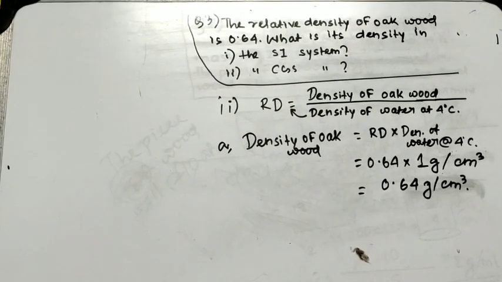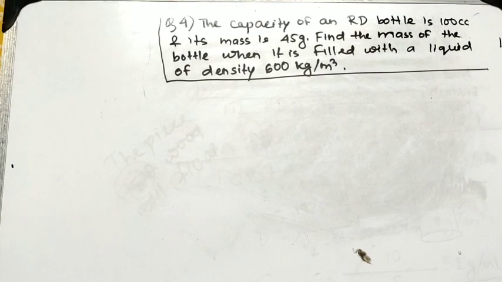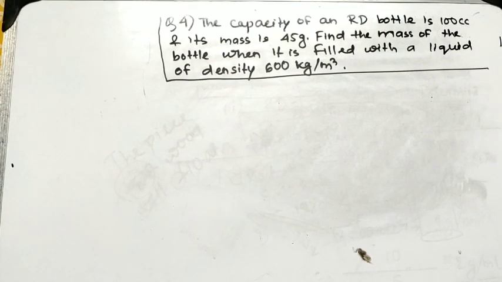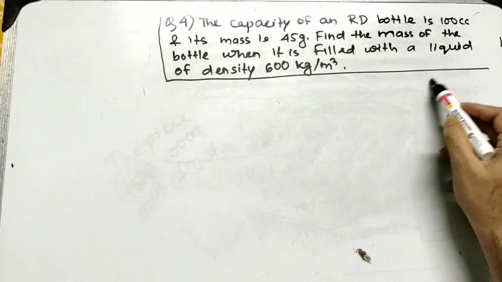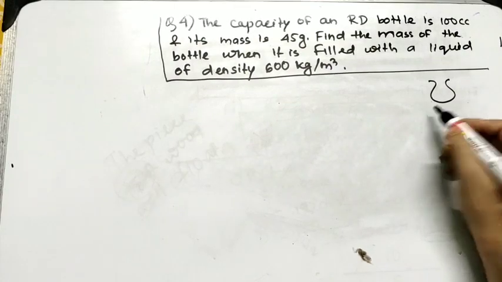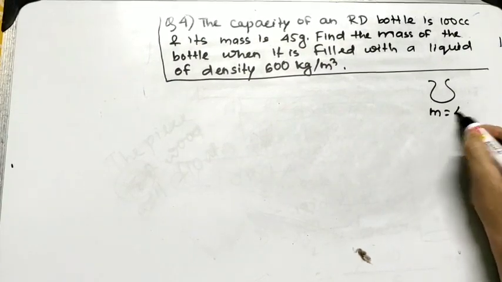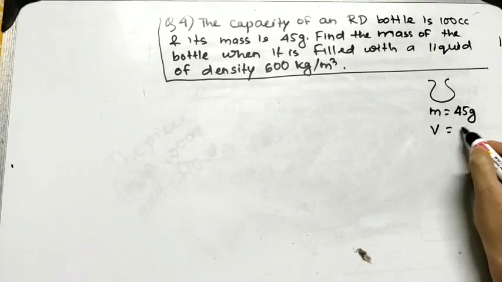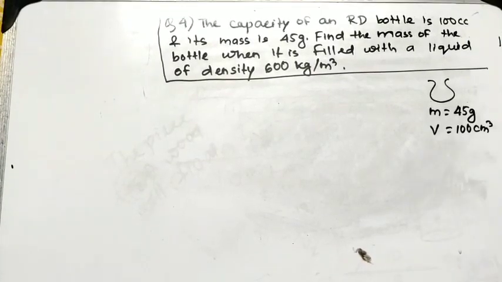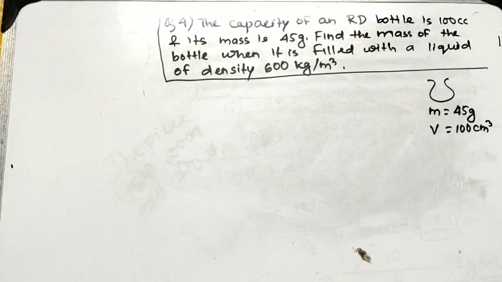Let's do the fourth question. So yes, we got our fourth question. The capacity of an RD bottle is 100 cc. Okay, 100 cc is 100 centimeter cube and its mass is 45 gram. That means we have an RD bottle. Okay, the mass of the RD bottle is 45 gram and it has a volume of 100 centimeter cube. Okay, find the mass of the bottle when it is filled with a liquid of density 600 kg per meter cube. That means we have a liquid which has a density of 600 kg per meter cube.